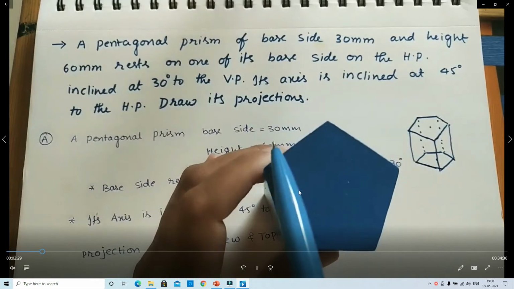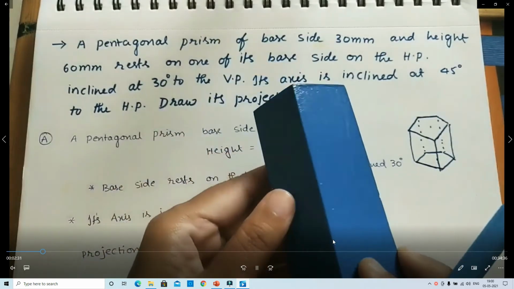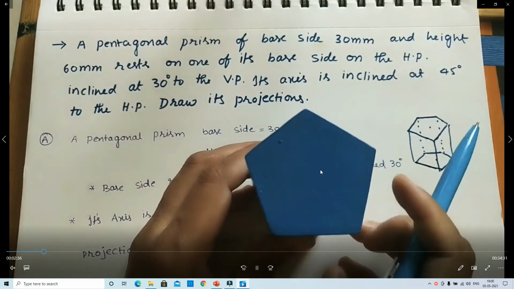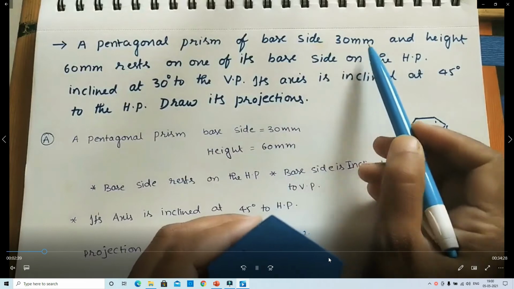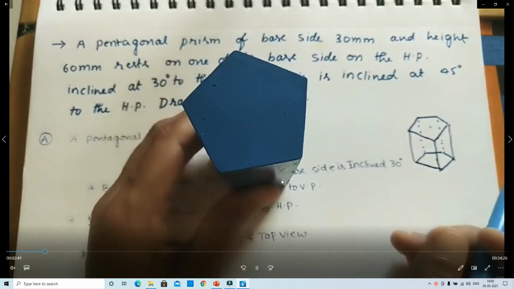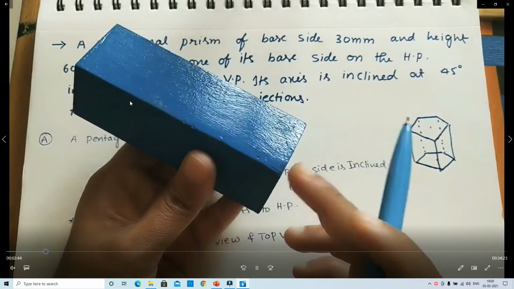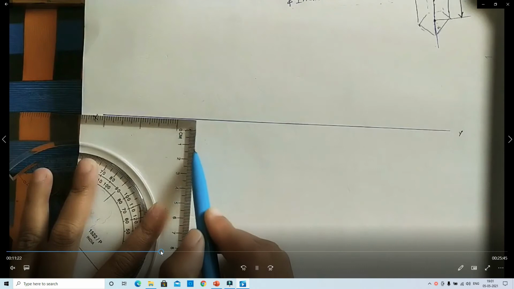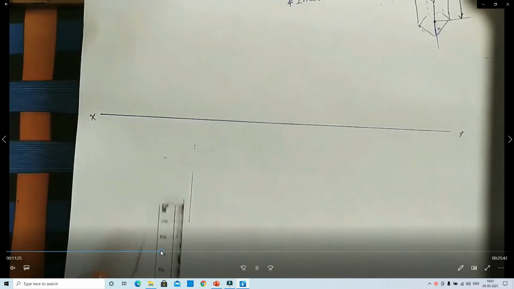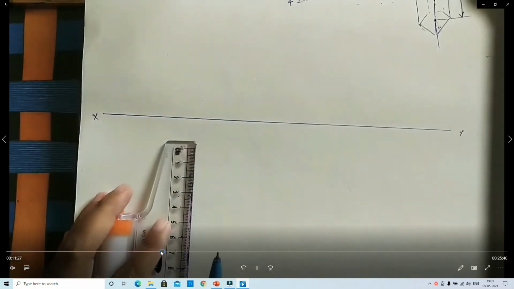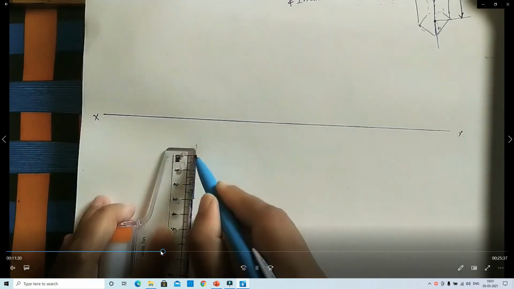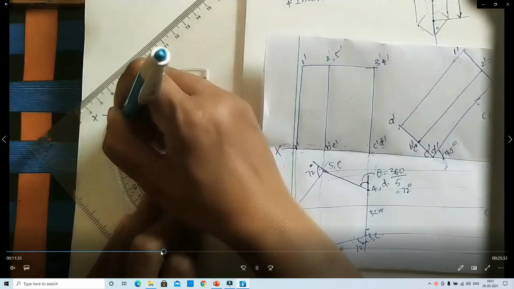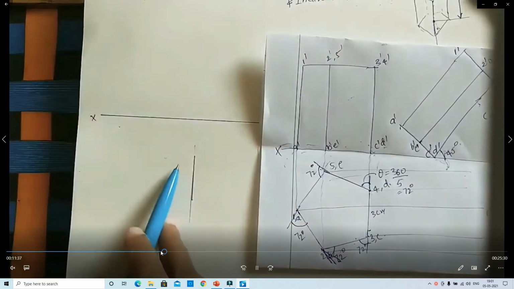First, simple. Here you observe this is the pentagonal prism, of base side 30 mm. This base side is 30 mm and the height, meaning the axis length, is 60 mm. First we draw one reference line. Then the pentagon. Pentagon base side is 30 mm. You draw that directly by any polygon method.